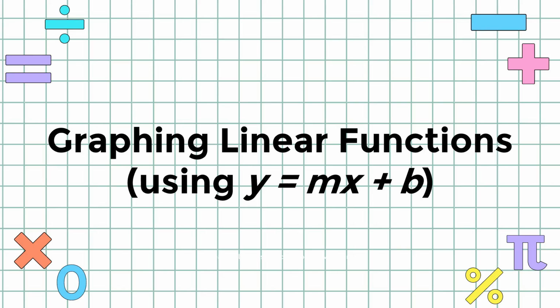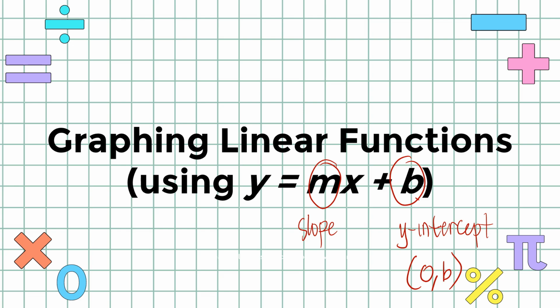Hi there, through this video we will learn how to graph linear functions using the form y equals mx plus b. Before we proceed to the examples, the reason why this is helpful in order for us to graph a linear function is because this already gives us two important pieces of information, and those are the slope and our y-intercept. Whatever the value of your b is, that gives us the point (0, b). We will apply that later in our examples.